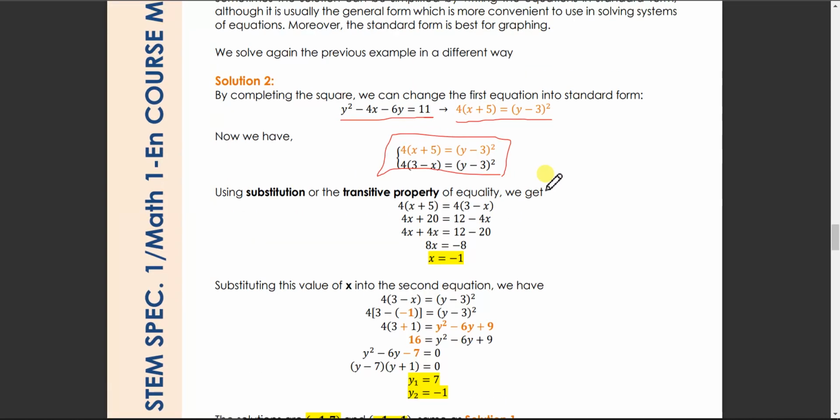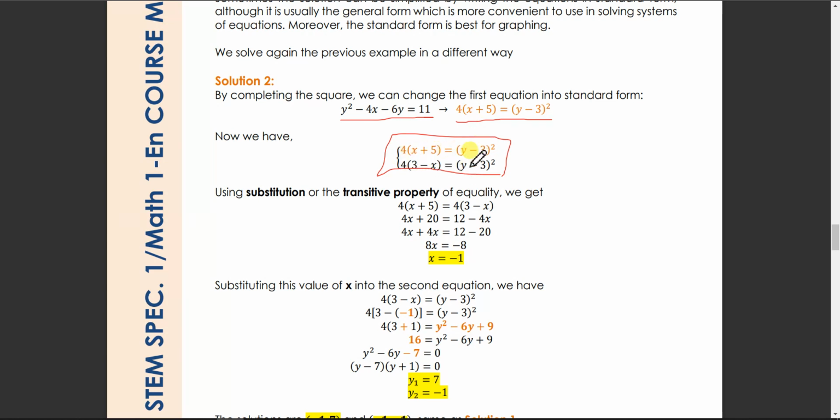So earlier what we did was eliminate, but this time we can use the substitution or the transitive property of equality. Since they are both equal to y minus 3 squared, meaning this equation can be equated into this equation.